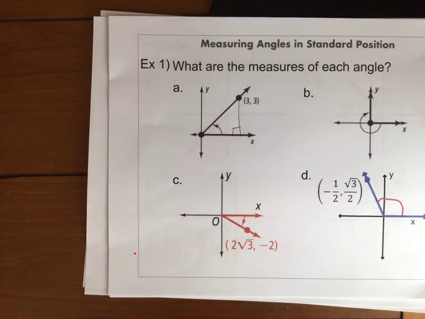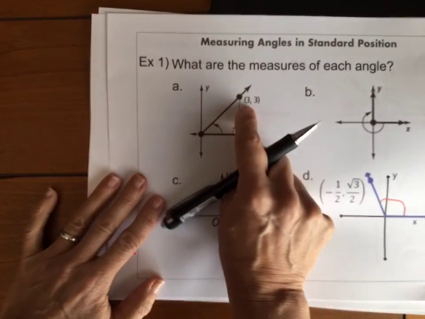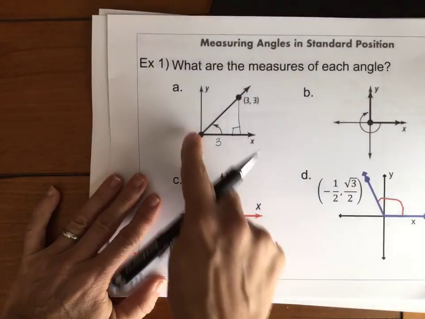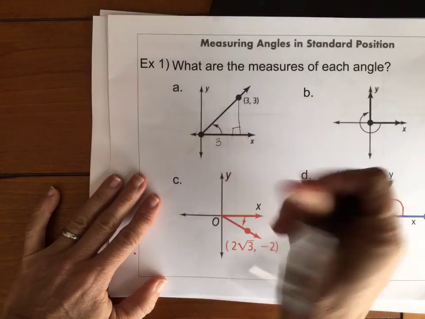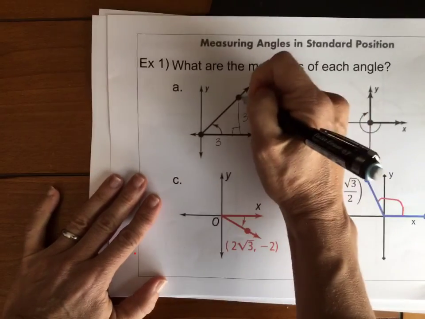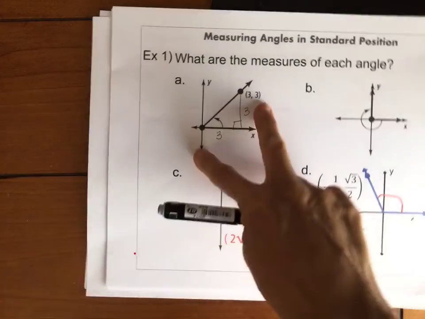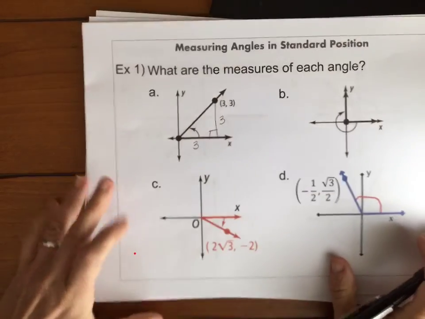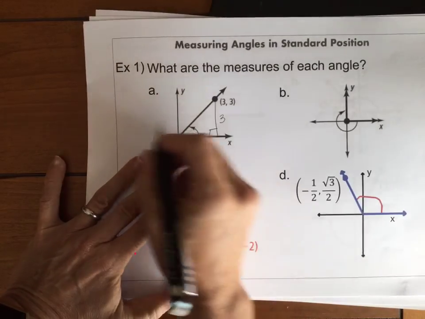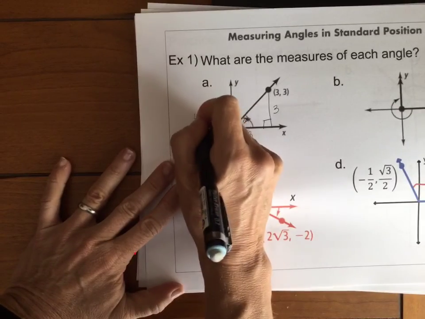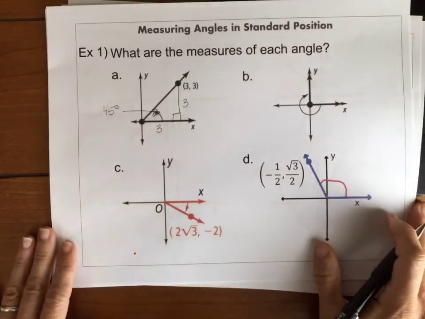Maybe put your little 90 degrees in there, and then realize if my point on this is 3, 3, that means my x coordinate is 3, or this side of my triangle is a distance of 3, and this side, or my y distance of this triangle, is 3. Well, what kind of a triangle gives you equal sides? Well, we know that is a 45, 45, 90. And so this angle here must be 45 degrees. There's no other choice.